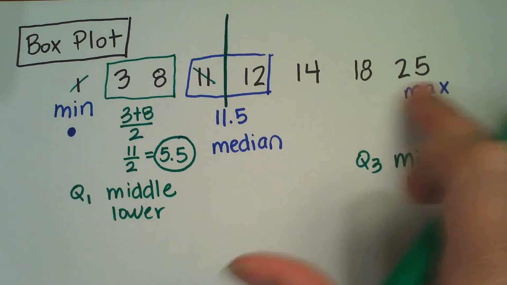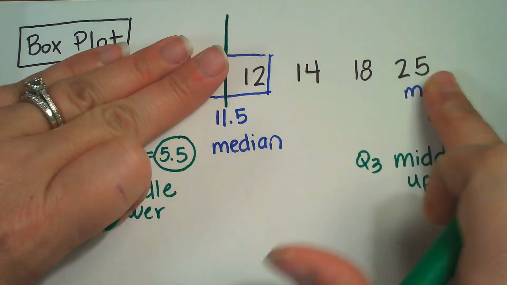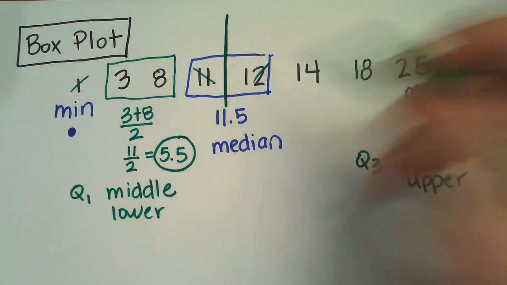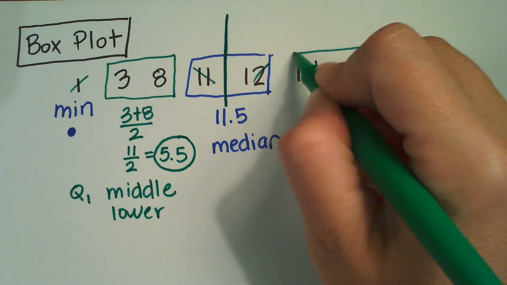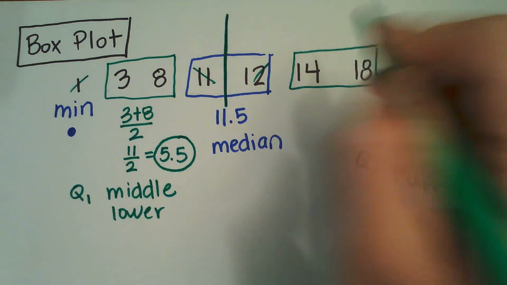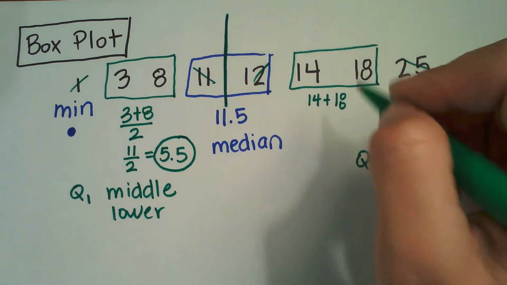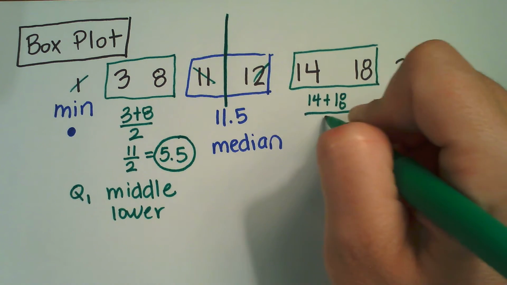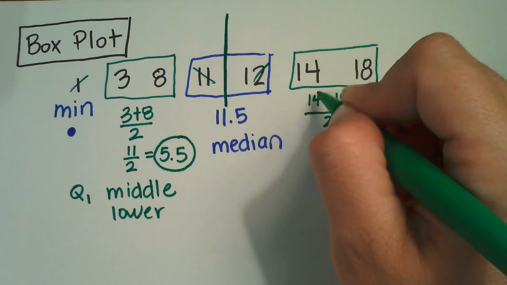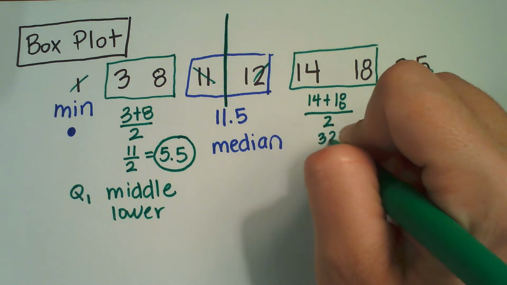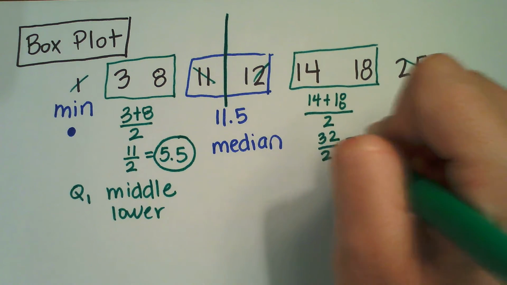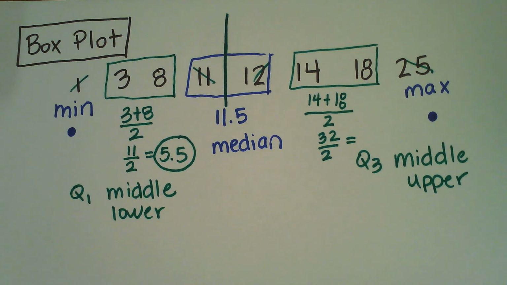And then the middle of this upper set of data, we would add 14 over 2, 8, 9, 10, 11, 12 equals 16.